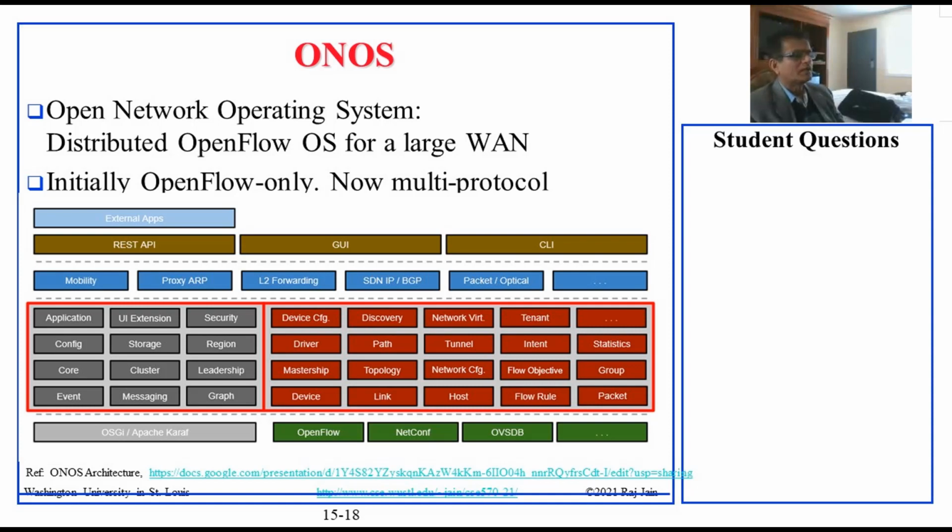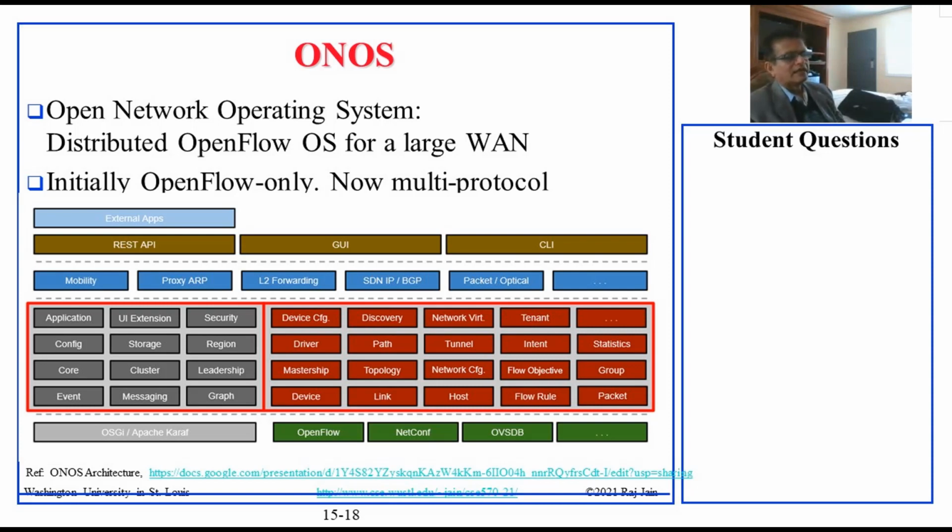Initially it was OpenFlow only. Now you can see at least it says multi-protocol southbound, although I don't see many southbound protocols. The still picture shows OpenFlow only, and that comes with OVS-DB. OVS-DB we have talked about as to how to manage a vSwitch database. NetConf is network configuration, which is like SNMP, and then OpenFlow is OpenFlow. And on the left it says OSGi, which we'll talk about towards the end of this module.